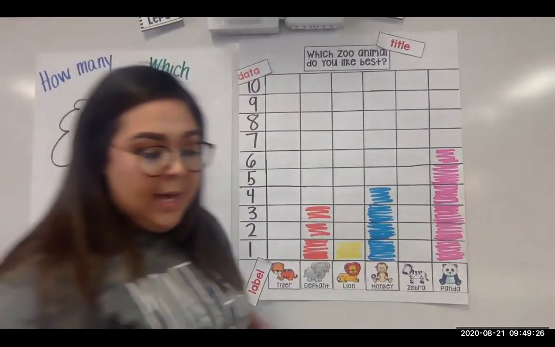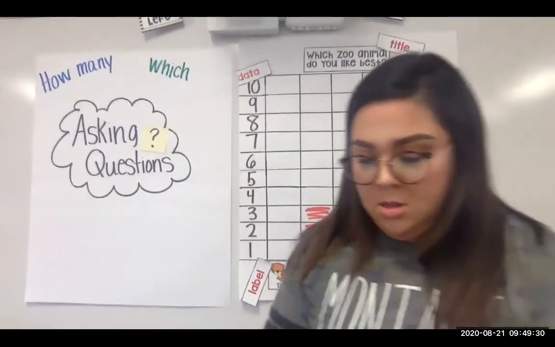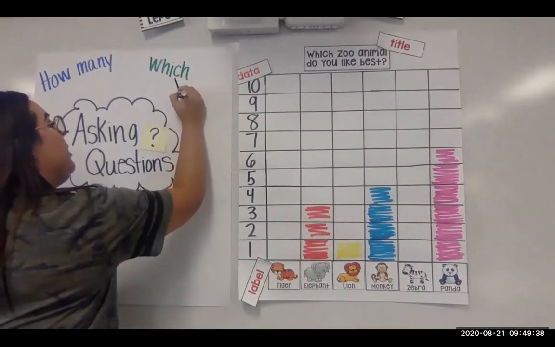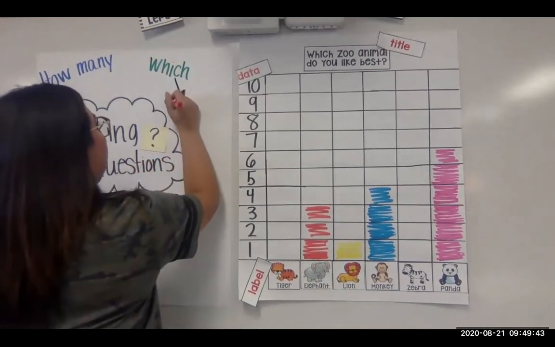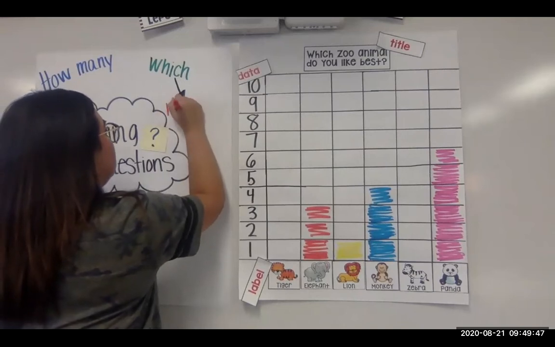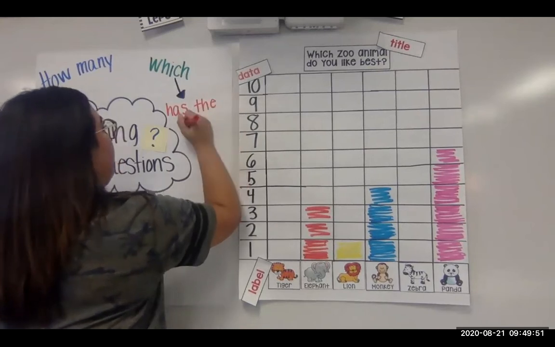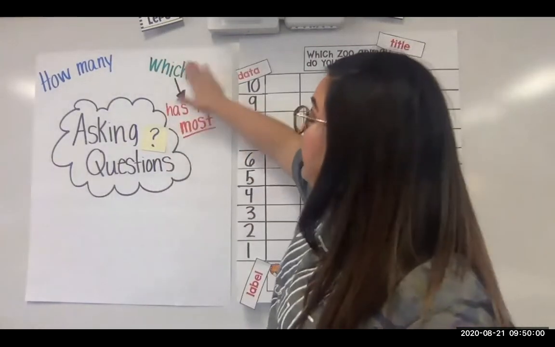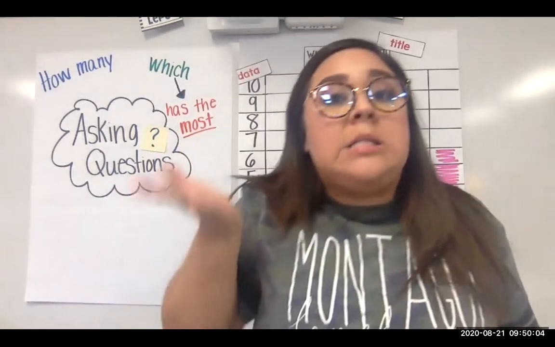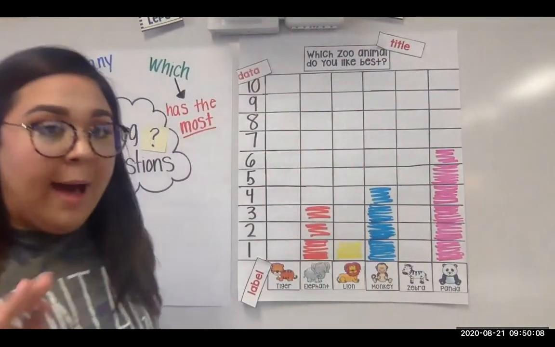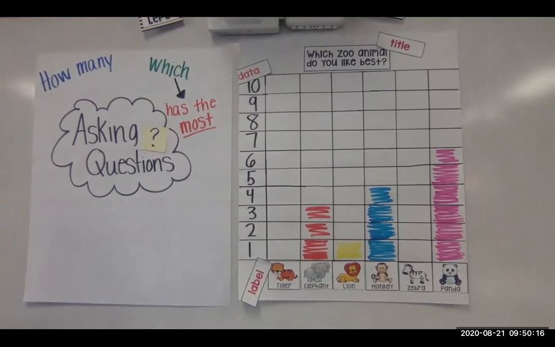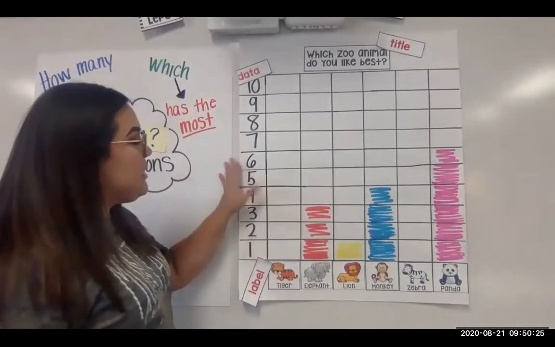Very good. We can also say, and I'm gonna do this, I'm gonna draw a line with my black marker, because which can be used for lots of different things. And I'm going to write the phrase, has the most. And I'm going to underline that, because that word is very important. Which has the most? The most means the greatest votes. Very good. So on my graph, I'm going to ask the question, which animal has the most votes? If you said panda, you are absolutely correct. The most votes were six, and that goes to panda.